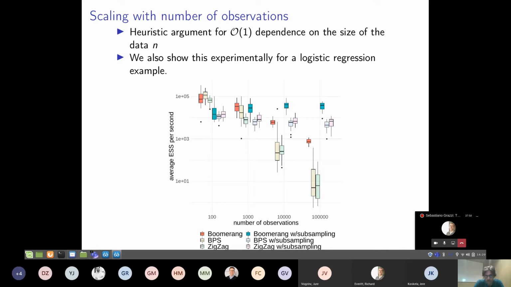So in this case, you see the first three box plots are the standard Boomerang, bouncy particle sampler and zigzag, and the last three are the Boomerang, bouncy particle sampler and zigzag with subsampling. So you see that these three box plots do not depend on the size of the data. They don't deteriorate.